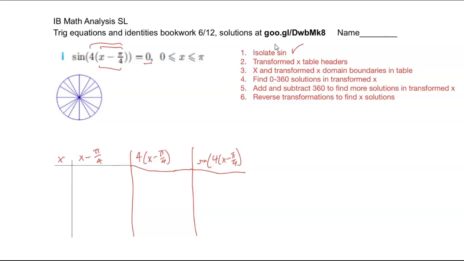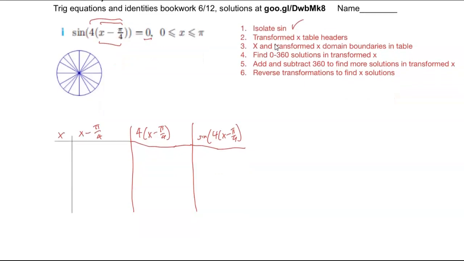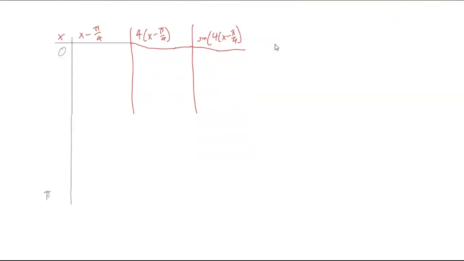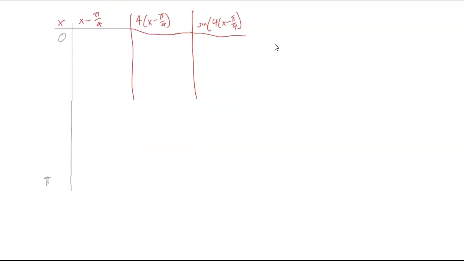All right, the next step is we're going to do the table headers. We already did the table headers. Okay, so next step is we're going to do the domain boundaries. So the domain boundaries are 0 and pi. And so those are, of course, the domain boundaries for x. So we're going to put 0 and pi in the x column, okay? Maybe I should put the pi down here. I don't know exactly how many solutions there are.